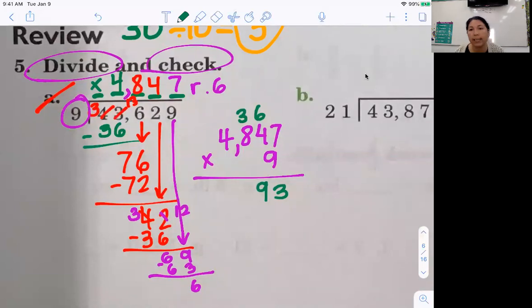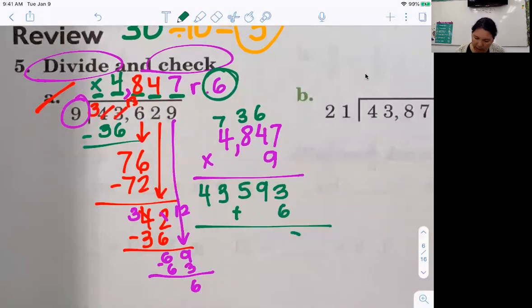39. What's 9 times 8? 72. What's 72 plus 3? 75. And then 9 times 4 is 36. What's 36 plus 7? 36, 37, 38, 39, 40, 41, 42, 43. And then I need to add my remainder. What's my remainder? 6. So 6 plus 3 is 9.